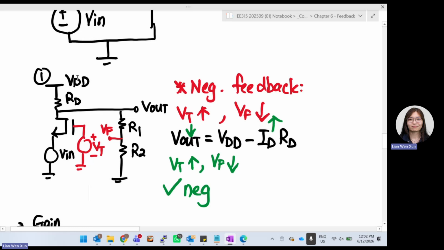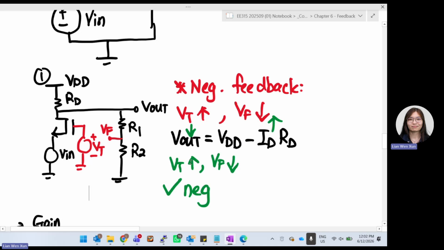V out is basically VDD minus IDRD. So if your VT increases, this current increases, right? Because your gate voltage increases. So if current increases, then your V out decreases. Here is just a voltage divider, so VF automatically decreases as well.